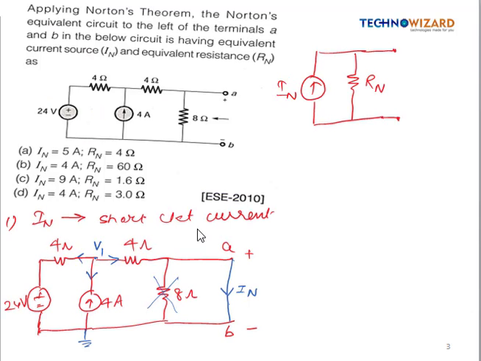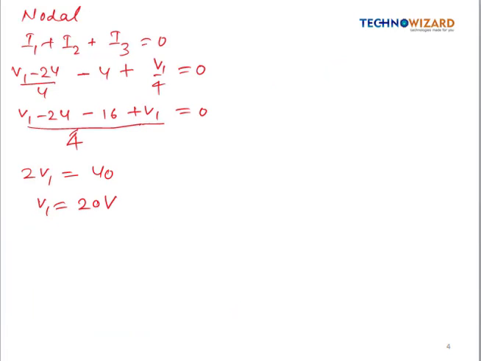Now we have to calculate this Norton current. So this Norton current IN is equal to V1 by 4, right? So here Norton current is equal to V1 by 4, which is equal to 40 by 4. So here Norton current is coming as 10 ampere, right?